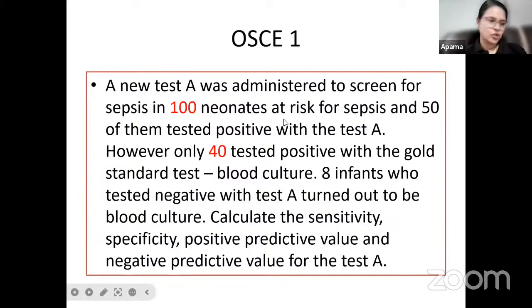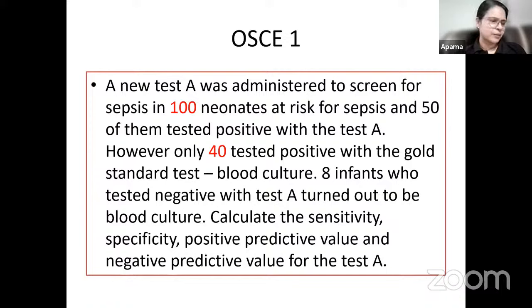So let's begin with the first OSCE. This is going to be on statistics. This is about the comparison of the gold standard test versus a new analytical test. There is a new test, test A, that was administered to screen for sepsis in 100 neonates at risk for sepsis. 50 of them tested positive with test A.